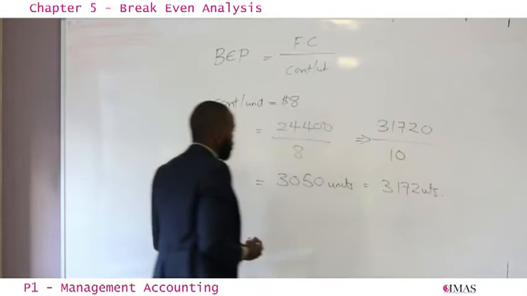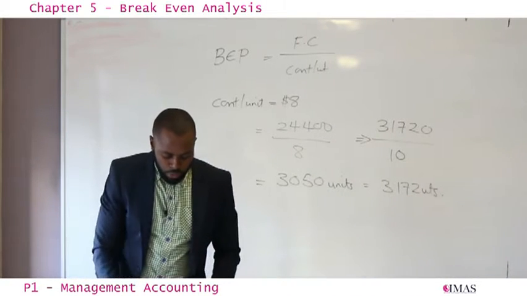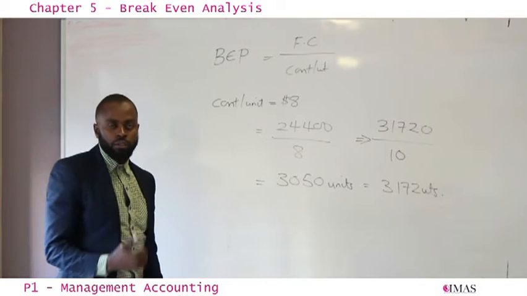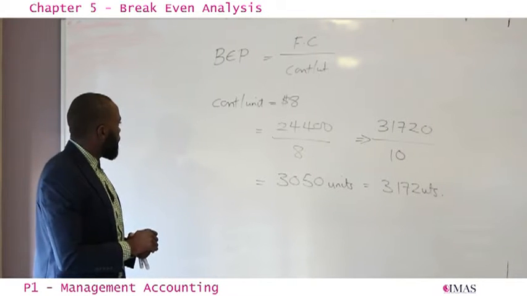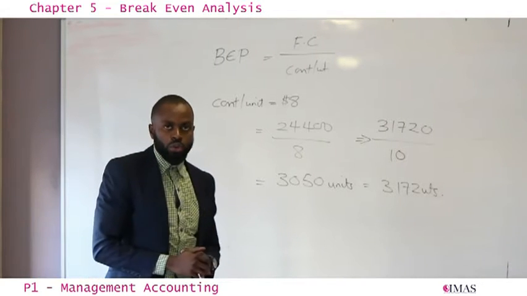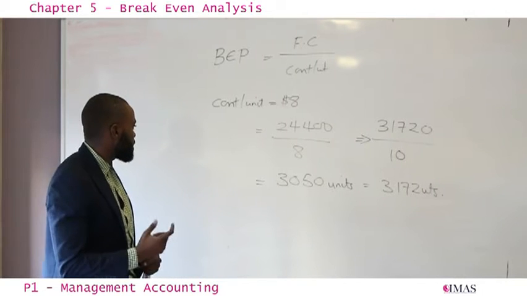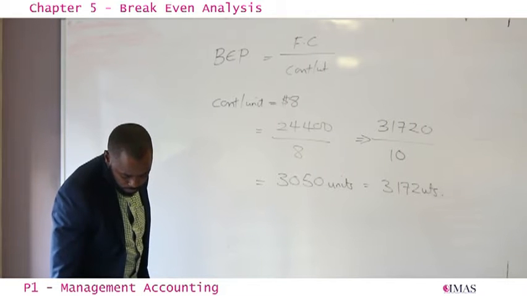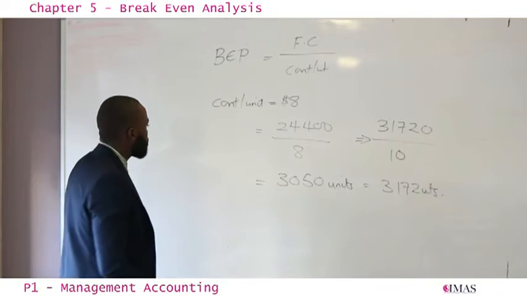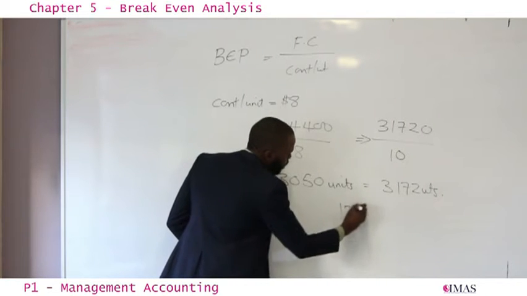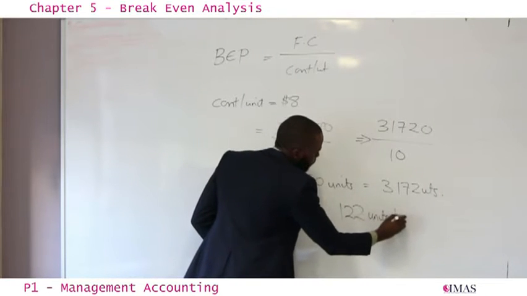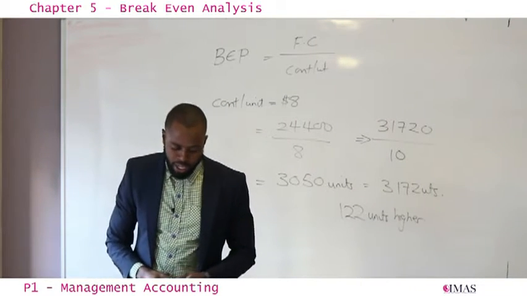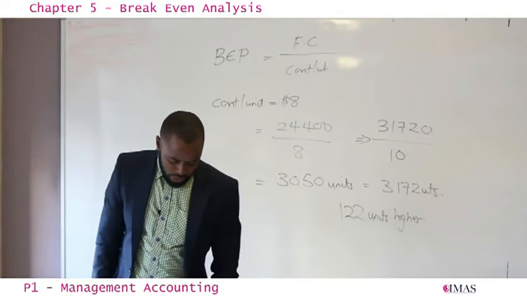That gives us 3,172 units. So before the change of the production process, our break-even point was 3,050 units. We needed to sell 3,050 units to cover our fixed cost. But now with the introduction of the new process, we need to sell 3,172 units. So take 3,172 minus 3,050. Our break-even point now is 122 units higher. So the answer for 115 is D.